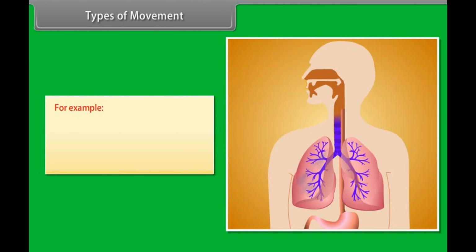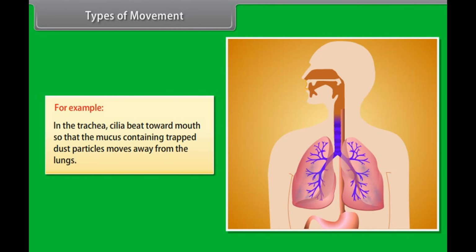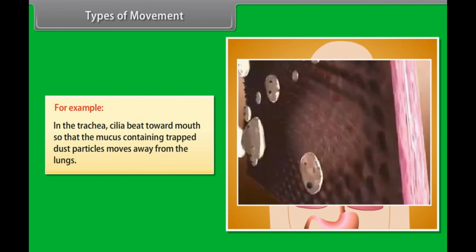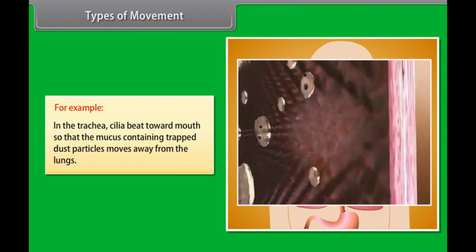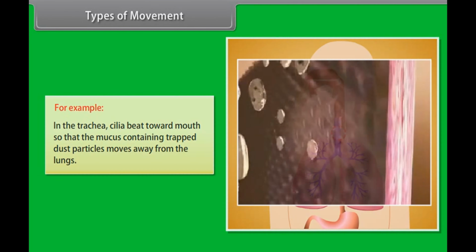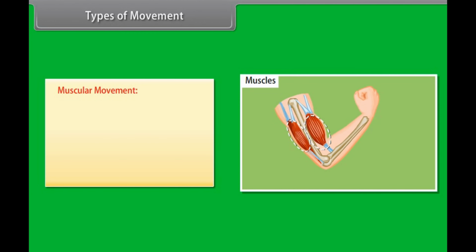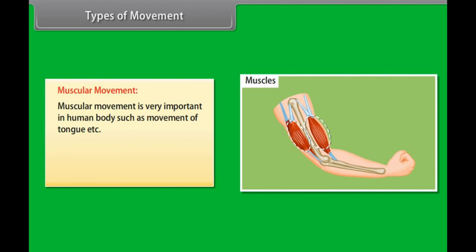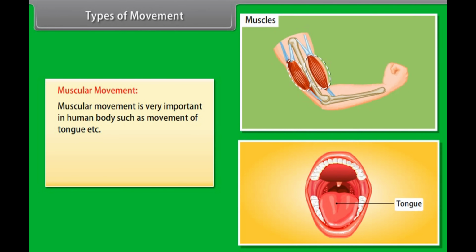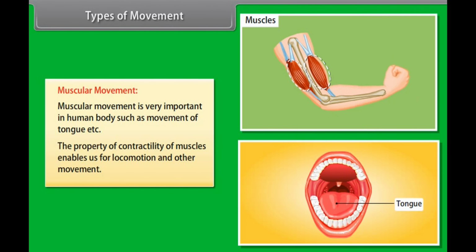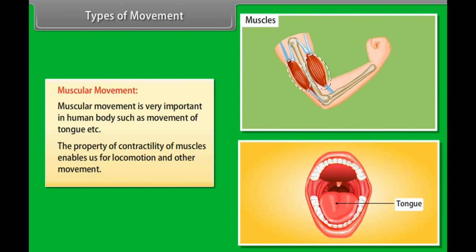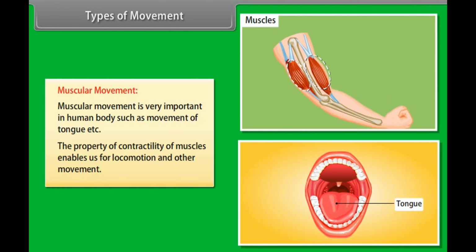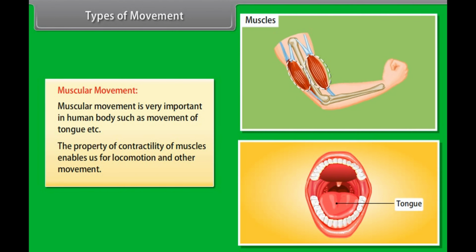For example, in the trachea, cilia beat towards the mouth so that the mucus containing trapped dust particles moves away from the lungs. Muscular movement. Muscular movement is very important in the human body, such as movement of the tongue, etc. The property of contractility of muscles enables us for locomotion and other movement.